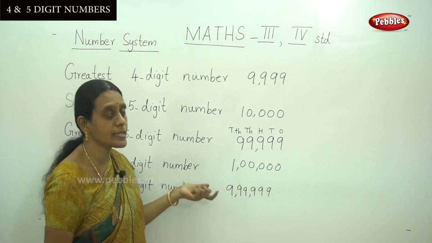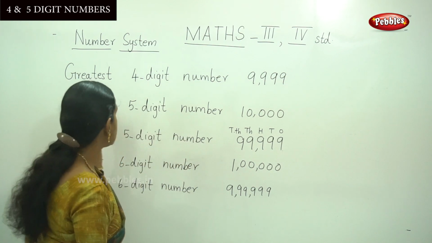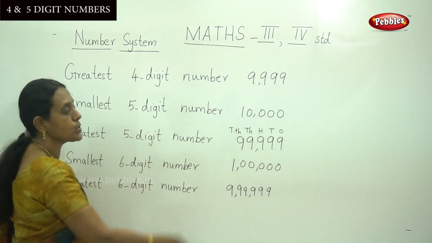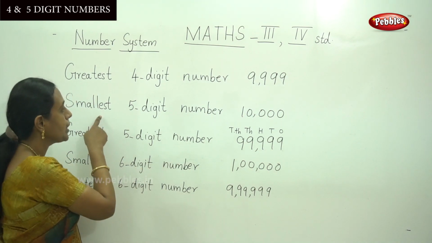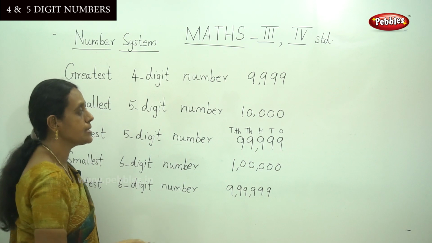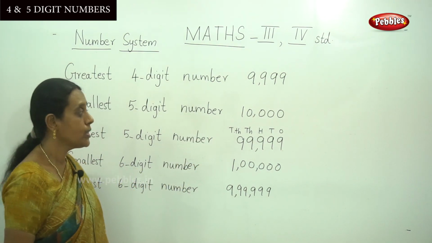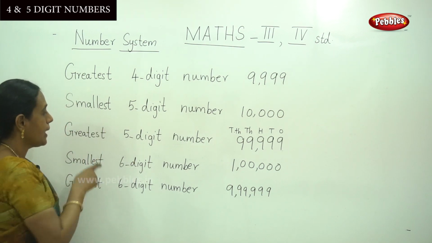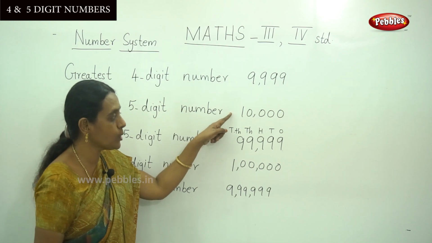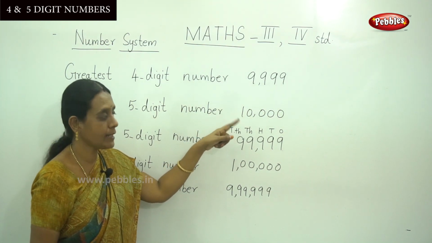How to introduce the 6-digit number for your 4th standard level. So this is the greatest 4-digit number, again I will explain, 9,999. The smallest 5-digit number is 10,000, because the 5-digit numbers start from this number, 10,000. So it is the smallest. And the greatest 5-digit number means the 5-digit numbers go on: 10,000, 20,000, 30,000, like that.